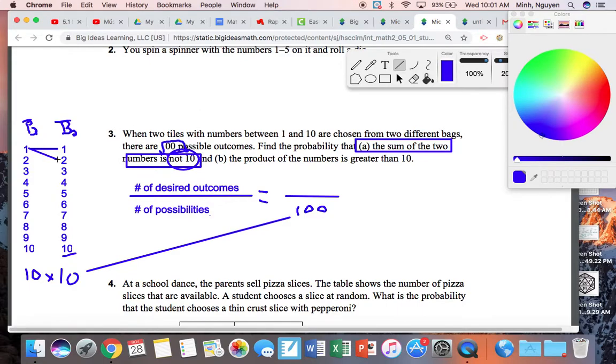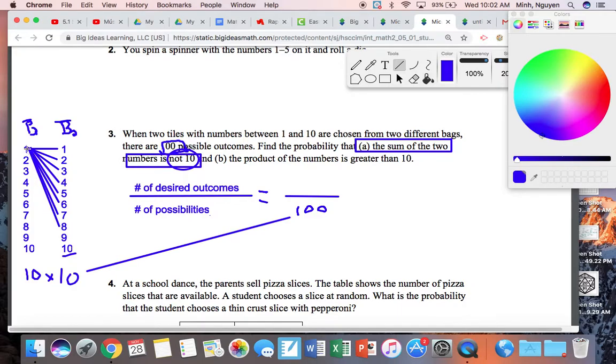Then we have 1 plus 2, which is 3, which is not 10. Then we have 1 plus 3, 1 plus 4, 1 plus 5, 1 plus 6, 1 plus 7. Again, the reason I'm counting all these is that we want a sum that is not 10. So we have 1, 2, 3, 4, 5, 6, 7 numbers so far.